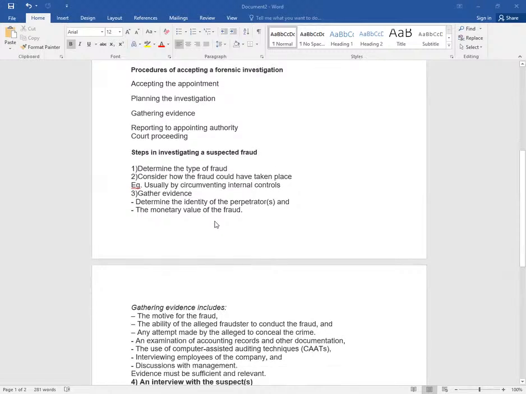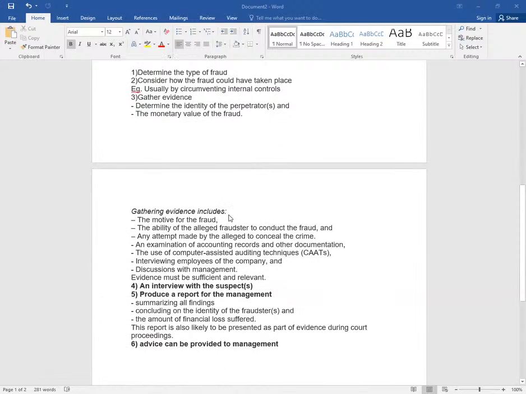Gather evidence. Determine the identity of the perpetrators. Of course, when you are gathering evidence, it will help you to identify the identity of the perpetrators, the monetary value of the fraud, etc. Gathering evidence includes the motive for the fraud, the ability of the alleged fraudster to conduct the fraud, any attempt made by the alleged to conceal the crime, right? An examination of accounting records and other documentation, the use of computer-assisted auditing techniques, the CATs, of course, to discern the trends, etc. So gathering evidence includes interviewing employees of the company, discussions with management.